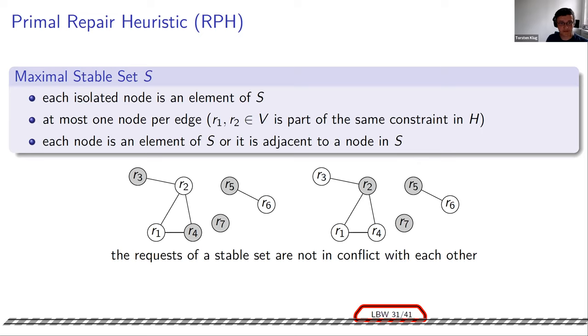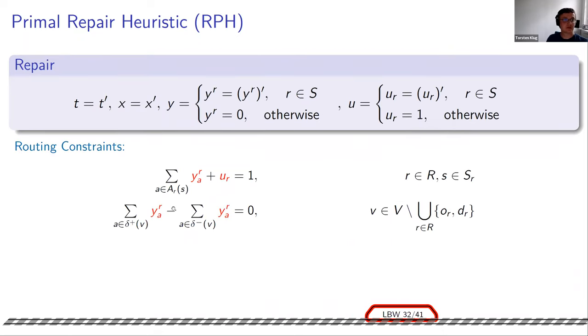If no adjacent node is already in the set, go on with the node with the next lowest degree and go on. And this gives us then a really maximal stable set and would lead to this left-hand side solution here. So this stable set then we can use to simply adjust this given solution in this repair step.